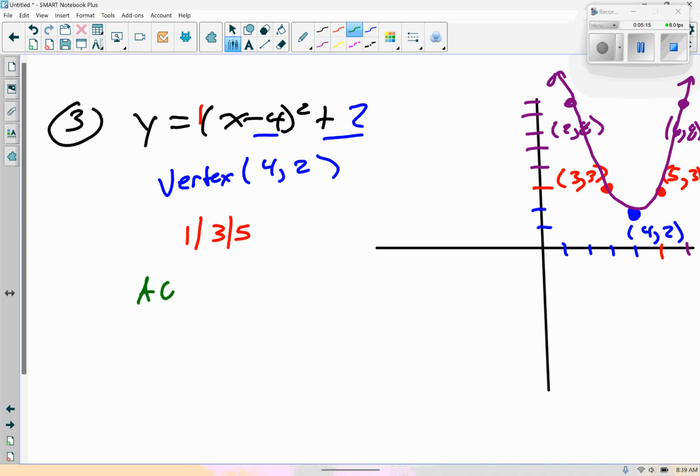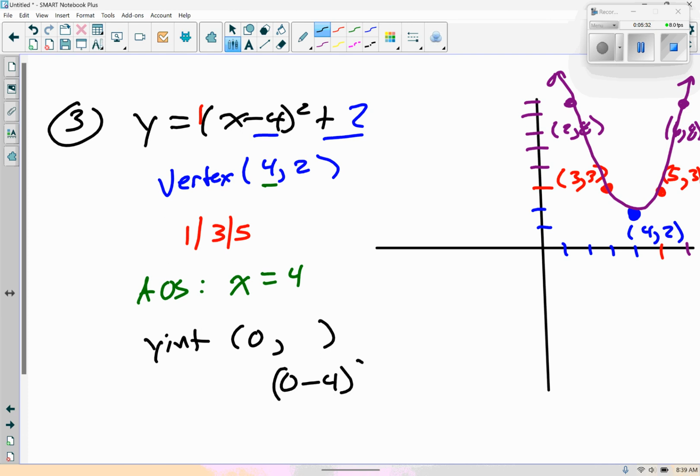Our axis of symmetry, which we'll call AOS, is x equals, what's the x part of the vertex? It's there. The y-intercept we could look at by plugging 0 in. Plug it into our top equation. So 0 minus 4 quantity squared plus 2. So 16 plus 2 is 18. And our x-intercepts, this doesn't cross. So this does not exist.